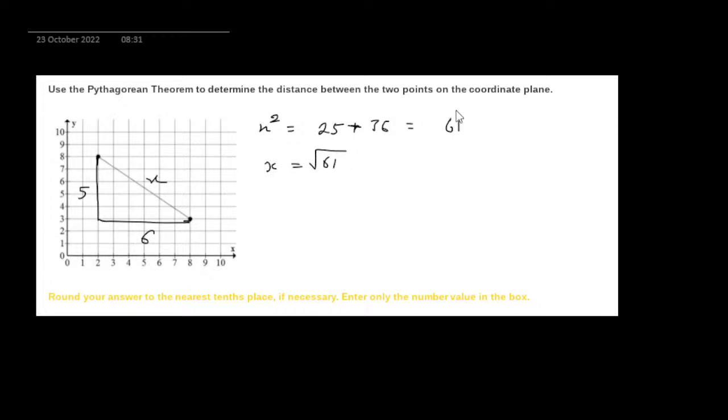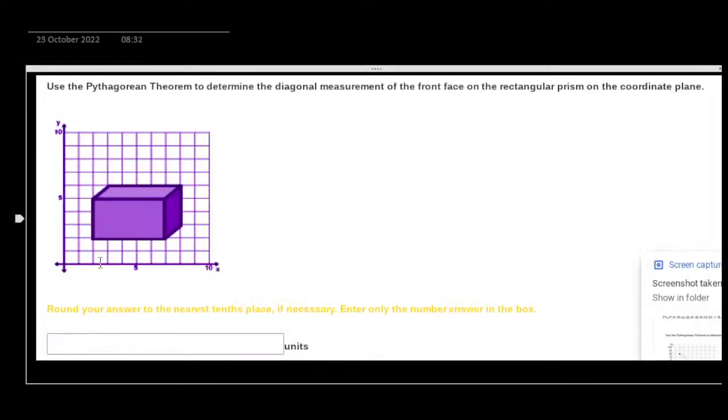Find the distance between 2 points. Round your answer to the nearest 10th place. Okay, we have to round it off. Now this is approximately equal to, if I calculate, 61 power 0.5. I have to find the square root. It is 7.81. I have to round it off up to one decimal place, so 7.8 will be my answer, rounding to one place.